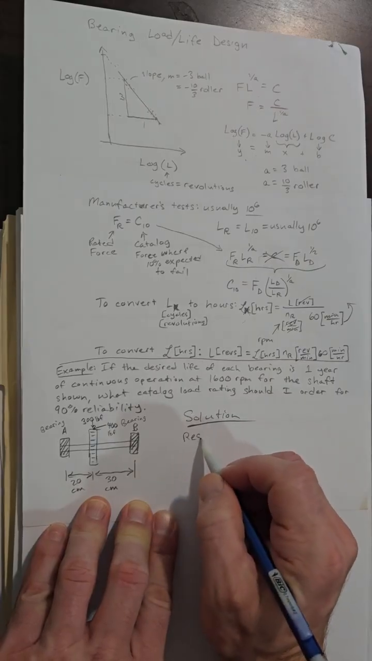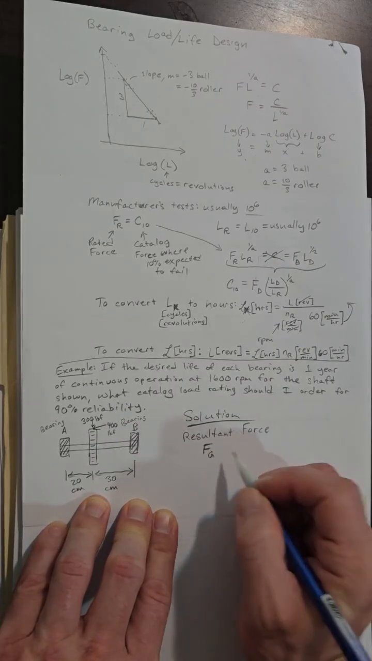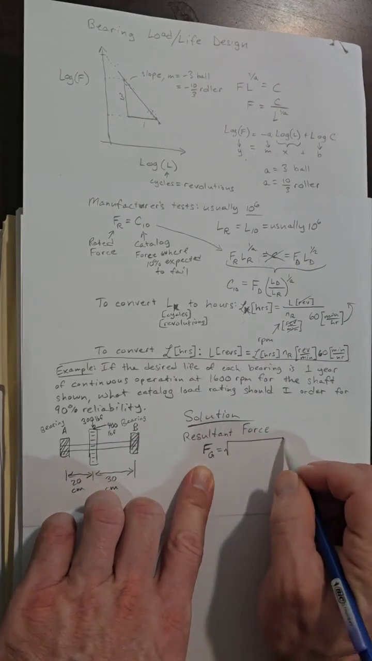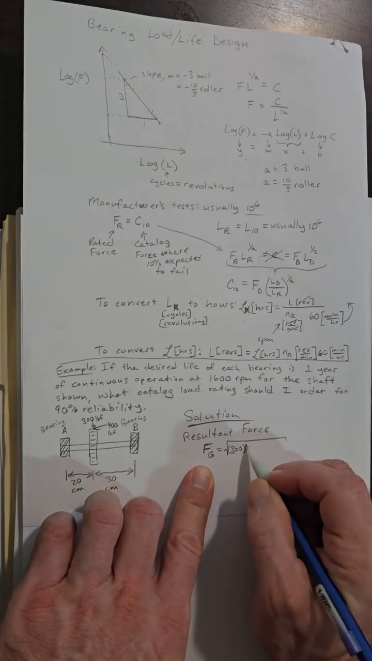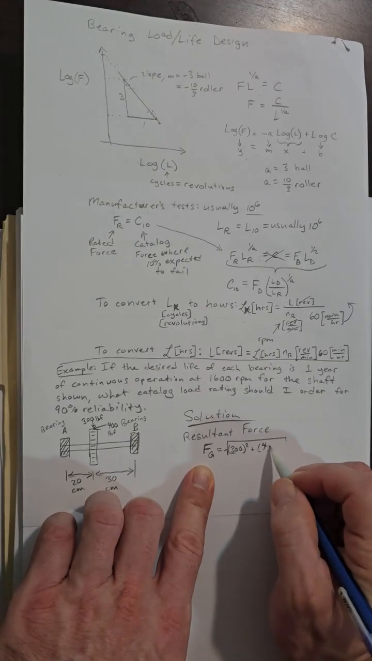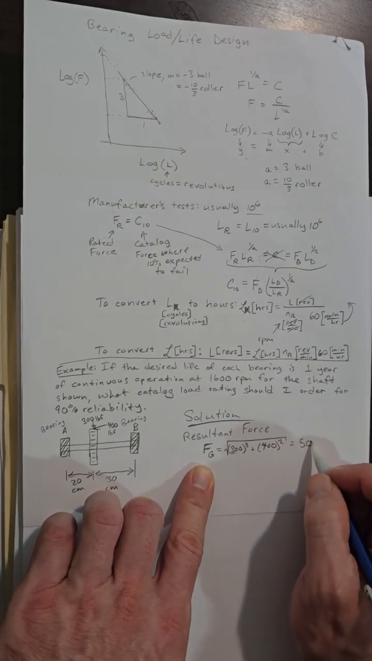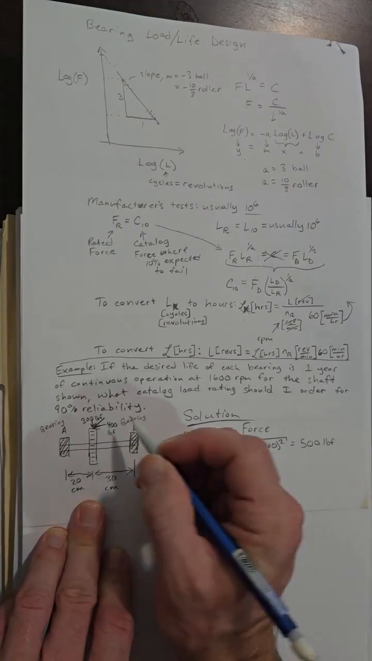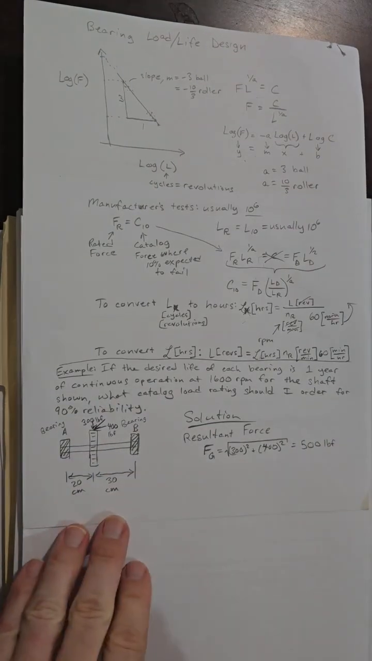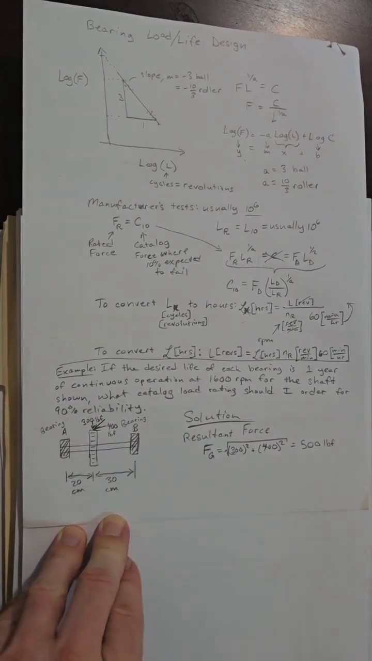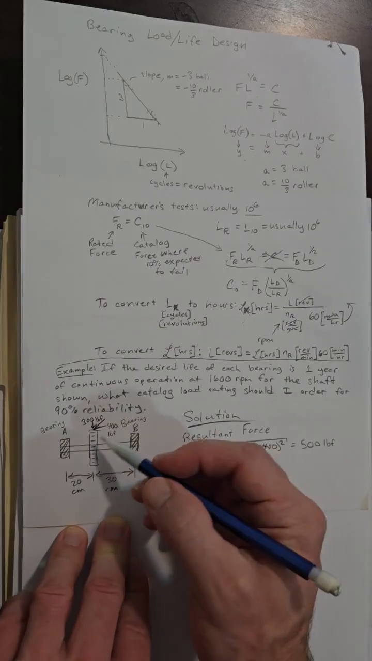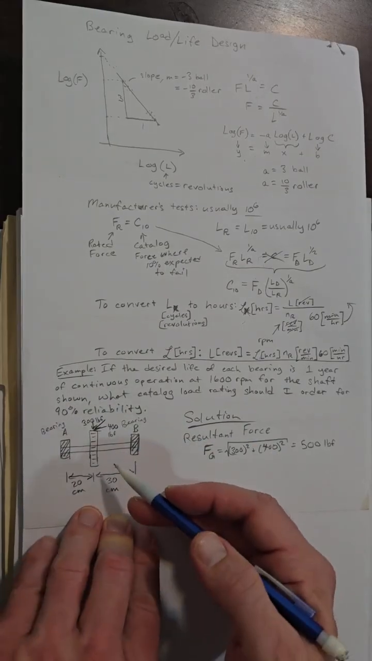The resultant force on that shaft through the gear is going to be the sum of the vectors. It's going to be 300 squared, the resultant vector, 400 squared. So that's going to be 500 pounds force on that gear as a result of the tangential load and the radial load. This is not thrust load. This is tangential load, just so you're not confused by the drawing.